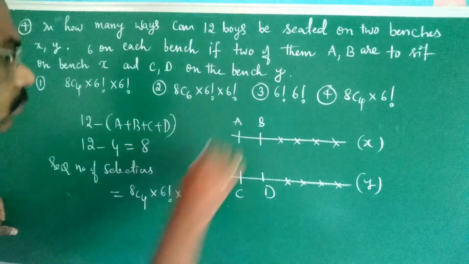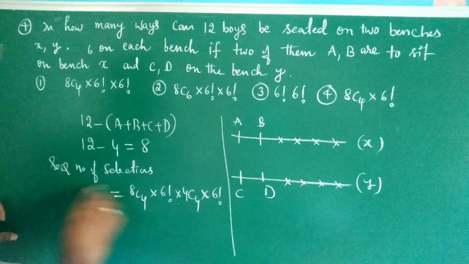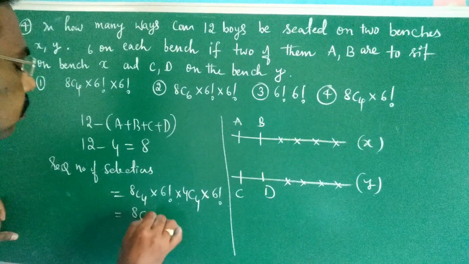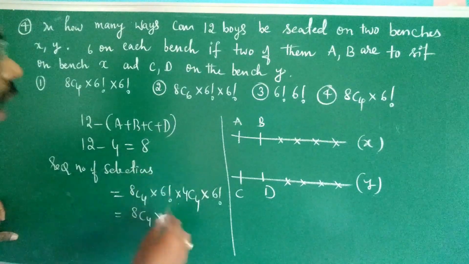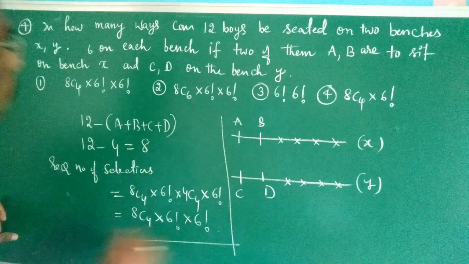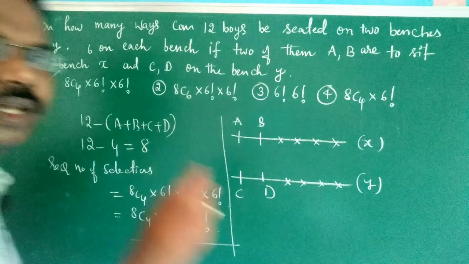Therefore, total required number of selections is 8C4 into, now 4C4 value 1, 6 factorial into 6 factorial. Therefore, option 1 is the correct one.